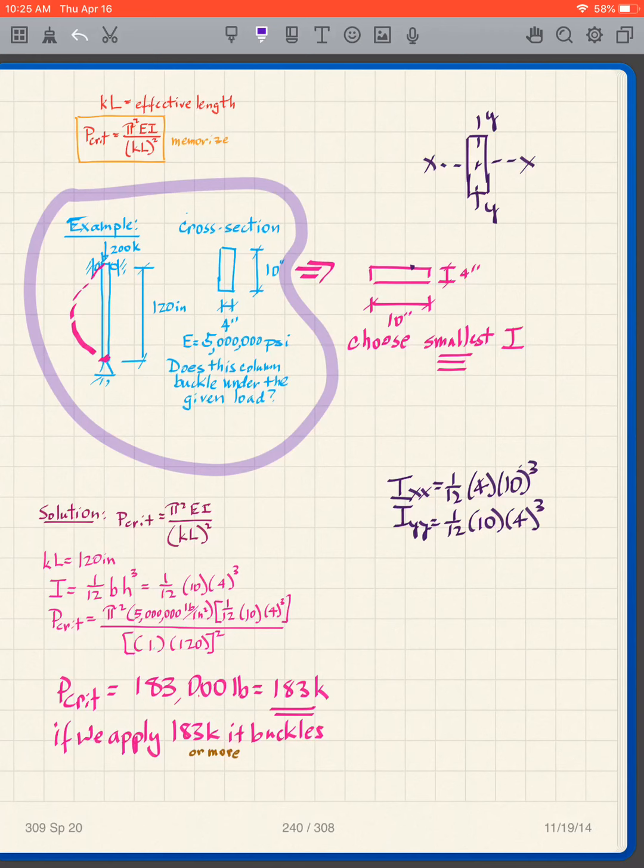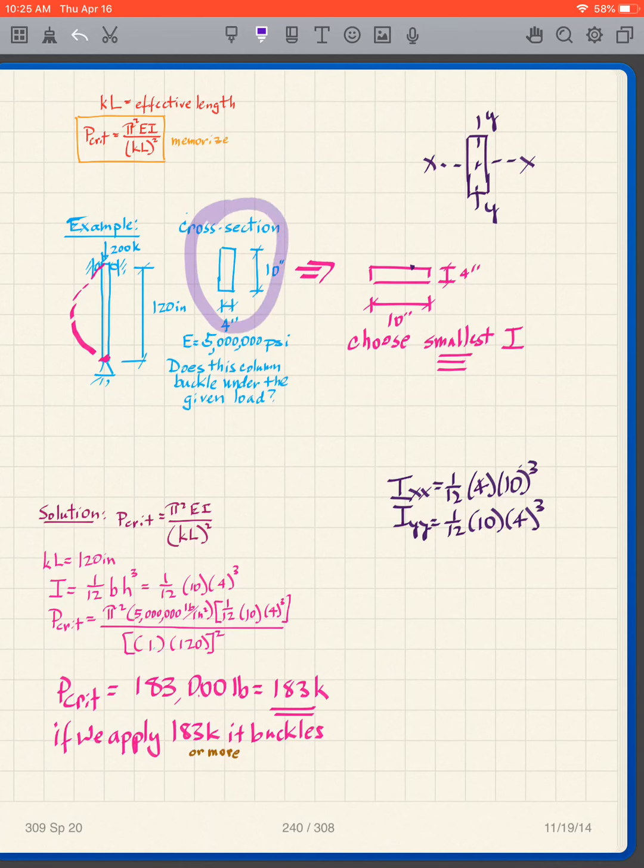I'm giving you the cross-section of the column, 10 inches by 4 inches, and that the Young's modulus is 5 million psi. And the question is, does this column buckle under the given load? Okay, so let's do the solution. We're going to use our basic equation that P critical is pi squared EI divided by KL quantity squared.